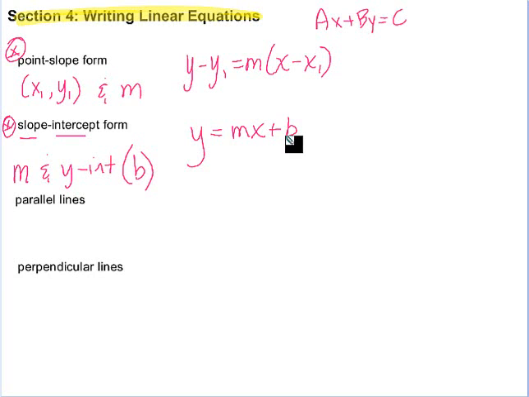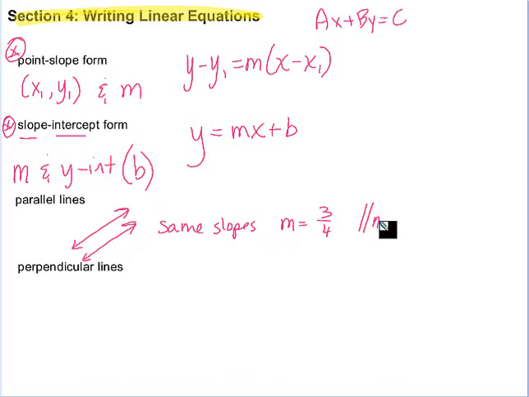Okay? Now, we also need to know the difference between parallel lines and perpendicular lines. Parallel lines are never going to cross and they have the same slope. So their slopes are equal. So if we know one slope is 3/4 and we want to find the parallel slope to it, that also would be 3/4.